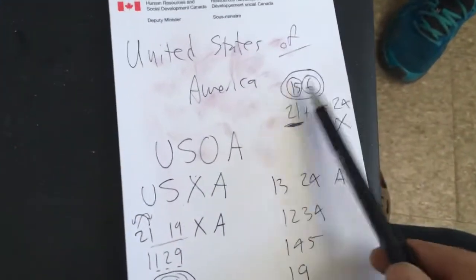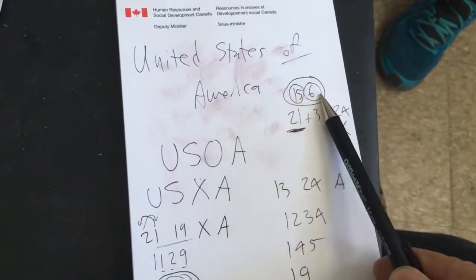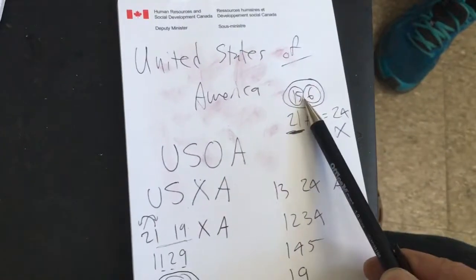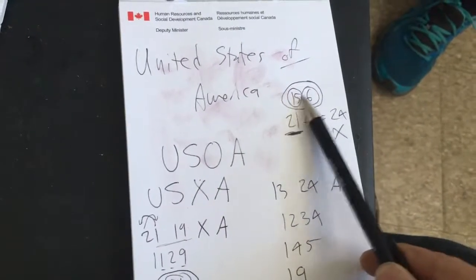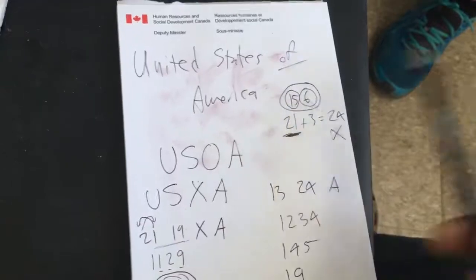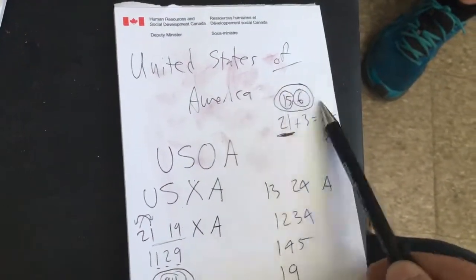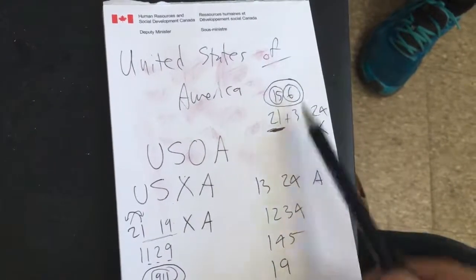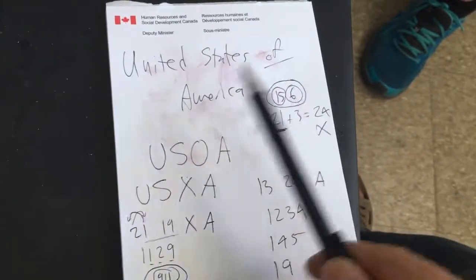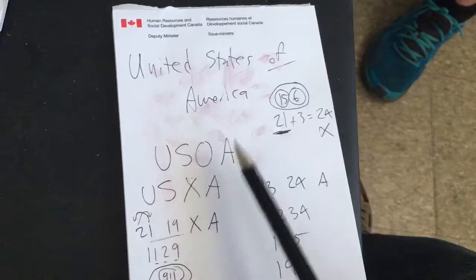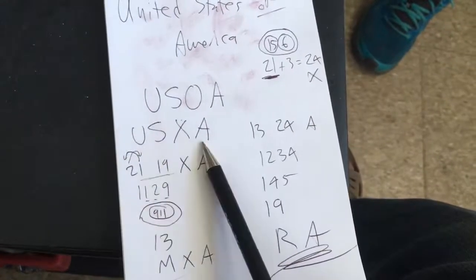So if we look at the word "of", it's a 15 circled next to a 6 circled. We're not going to go into the in-depthness of the 1 or the 5 and circlage of that because it's an O, which is what we call 15. So we're going to put a 15 circled and a 6 circled, and circle the whole thing. It sums to 21, plus the 3 bubbles is 24. That is an X. So we're going to go from United States of America to USXA.